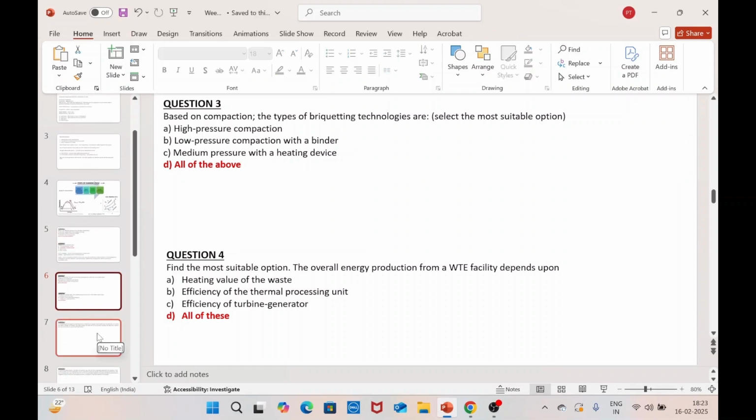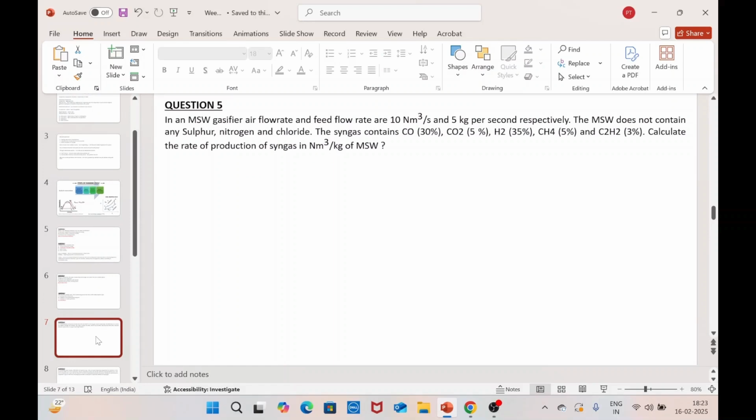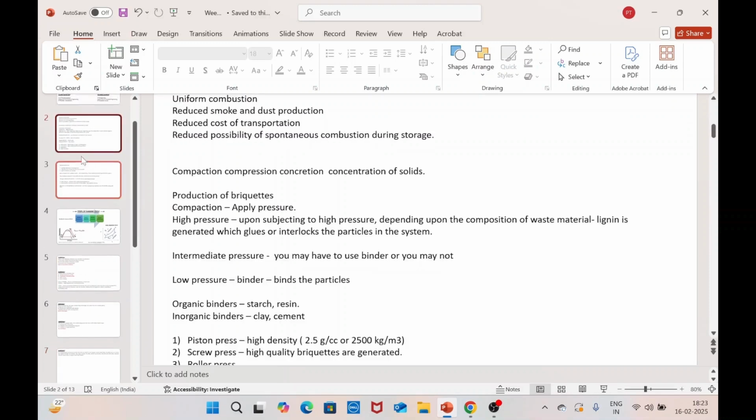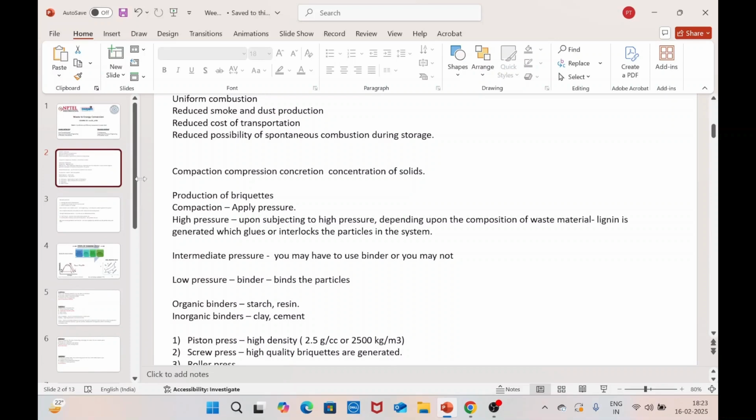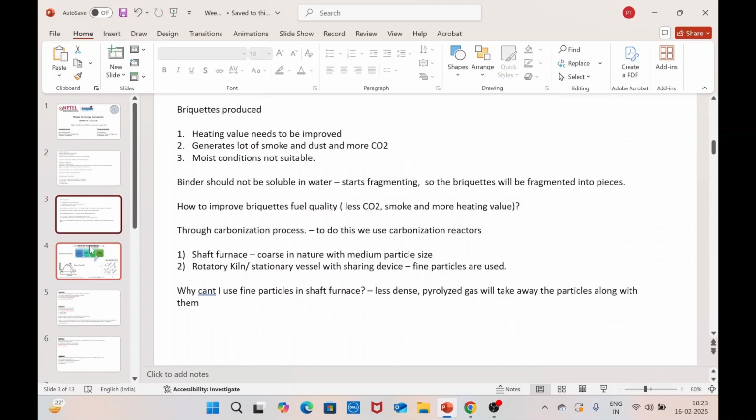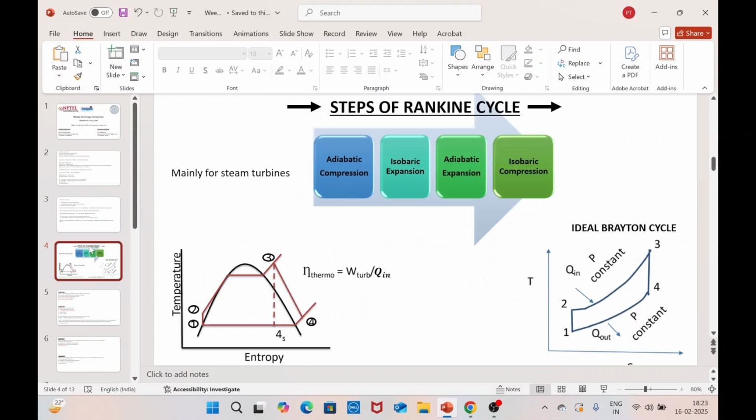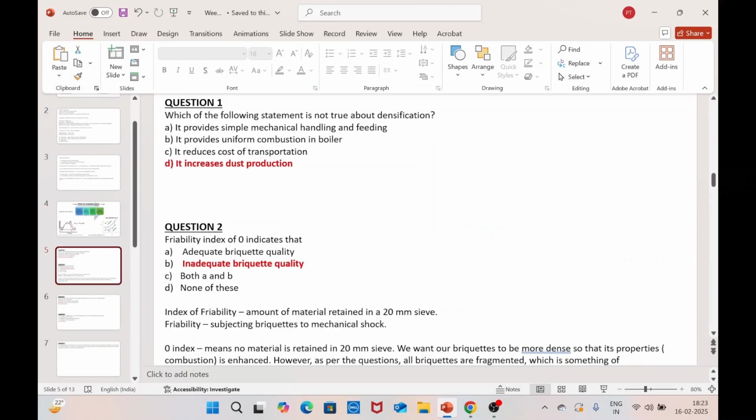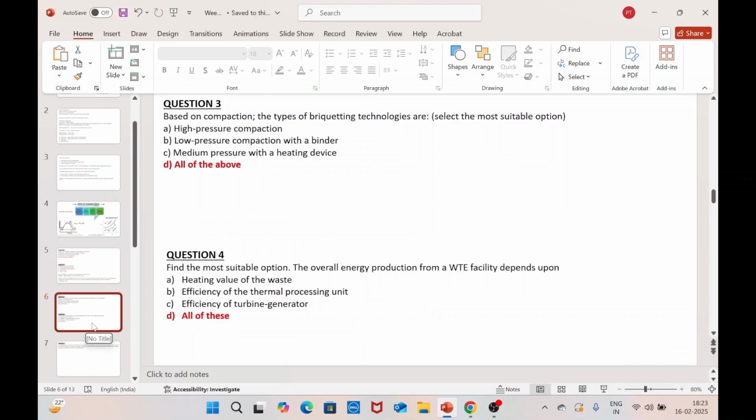Now, let's move on towards our first question. Any doubts on our discussion till now related to densification of the solid, efficiency improvement, Rankine cycle, Brayton cycle, and these four questions?